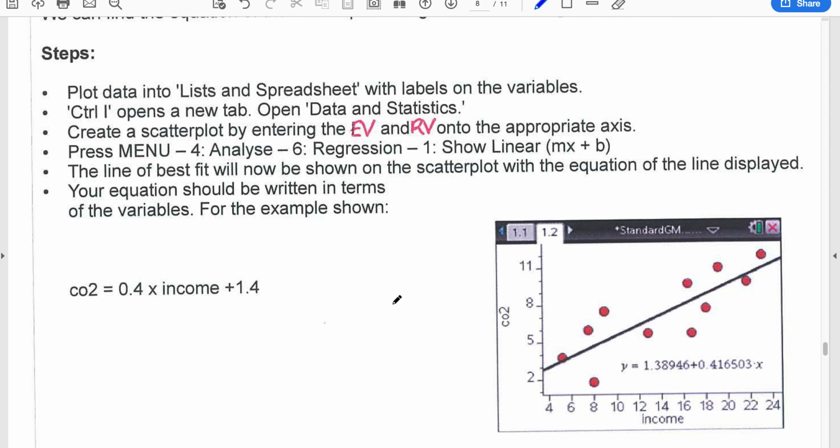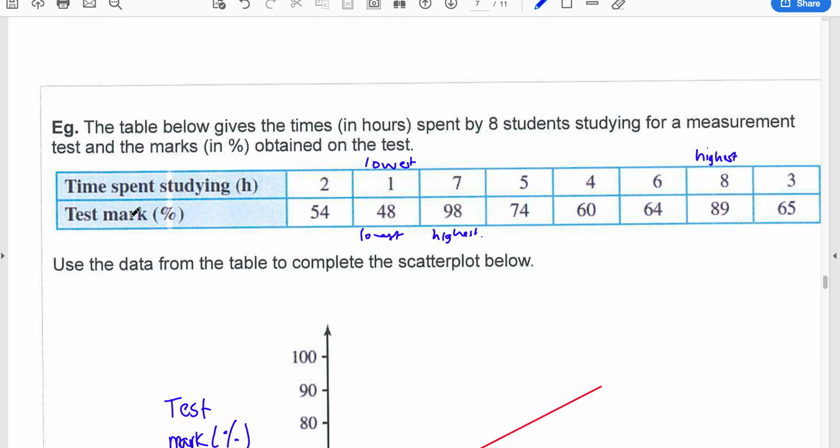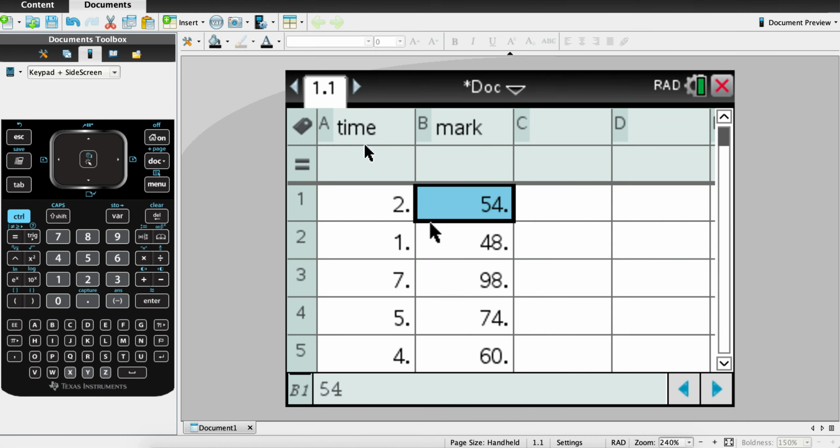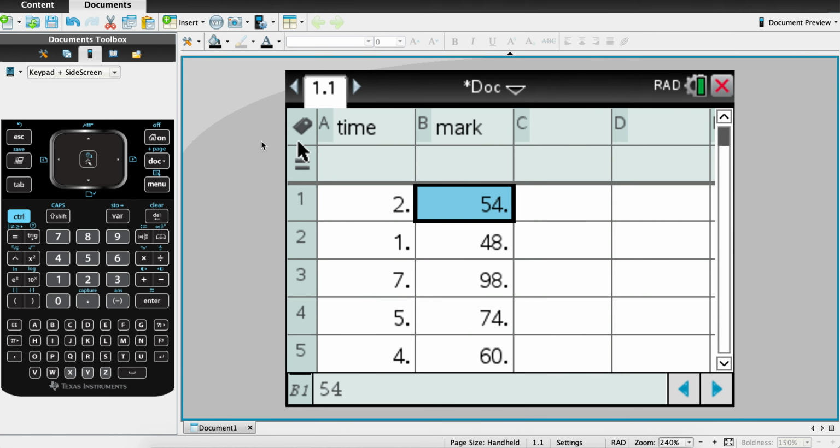I'm going to show you how to get it on your calculator, and then you're going to be able to practice these steps. So it is outlined in front of you on this sheet that's in your notes, but I will show you with some data that we used previously as well. So back here, we had some data that was on time spent studying and a test mark. What I've done is I've put that data into the calculator.